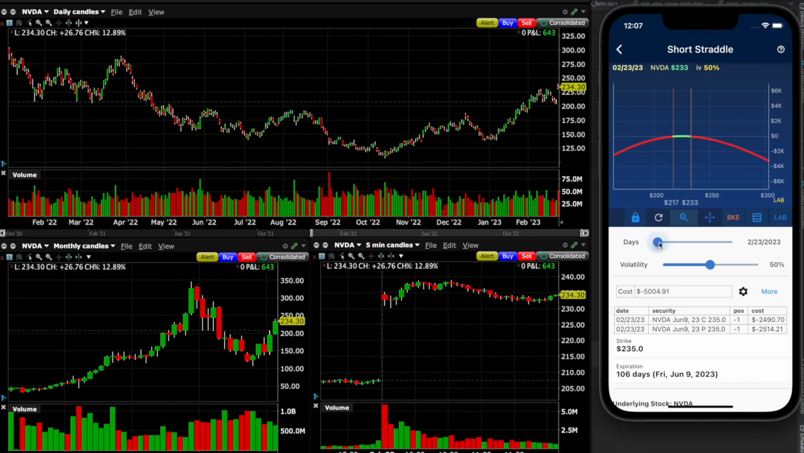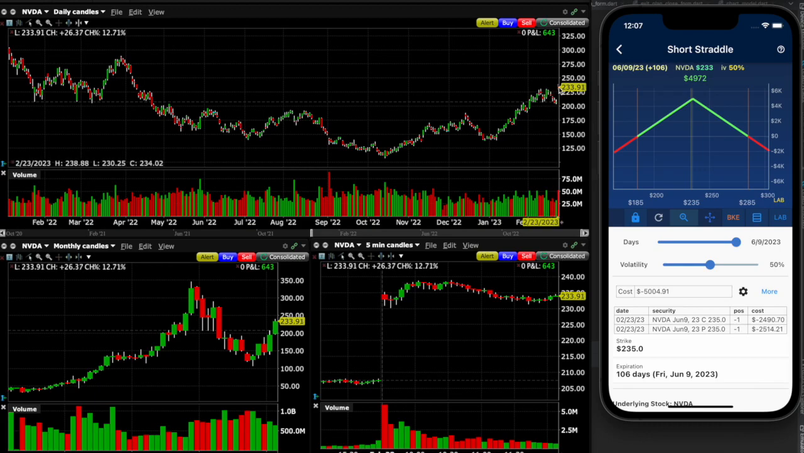And on the expiration date, which is the last day of your options, the profit potential of your strategy will expand to this shape. So the maximum profit you can make is around $4,972, but it will only happen if the stock price lands on $235 on the expiration date. Most likely your stock will land somewhere other than $235. But you have a very wide range. You won't lose money if the stock is between $185 and $285.